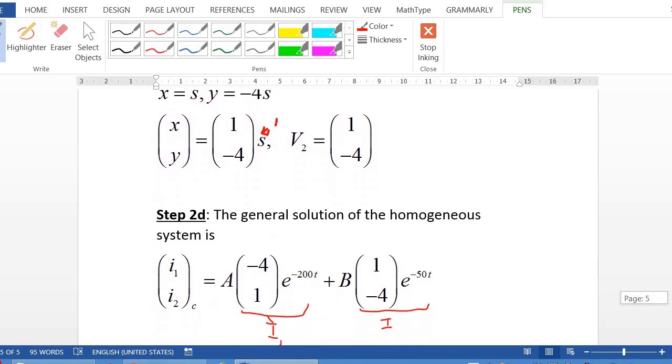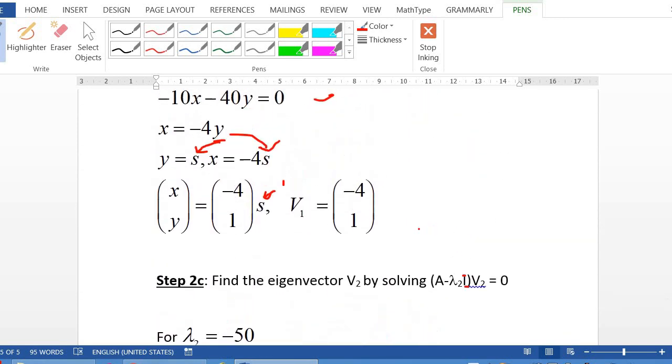Hence, the general solution of the homogeneous system will be A v1 plus B v2. Remember, the general solution will be A v1 e to the lambda 1 t plus B v2 e to the lambda 2 t. Here lambda 2 is negative 50, lambda 1 is negative 200, and v1 is (negative 4, 1).